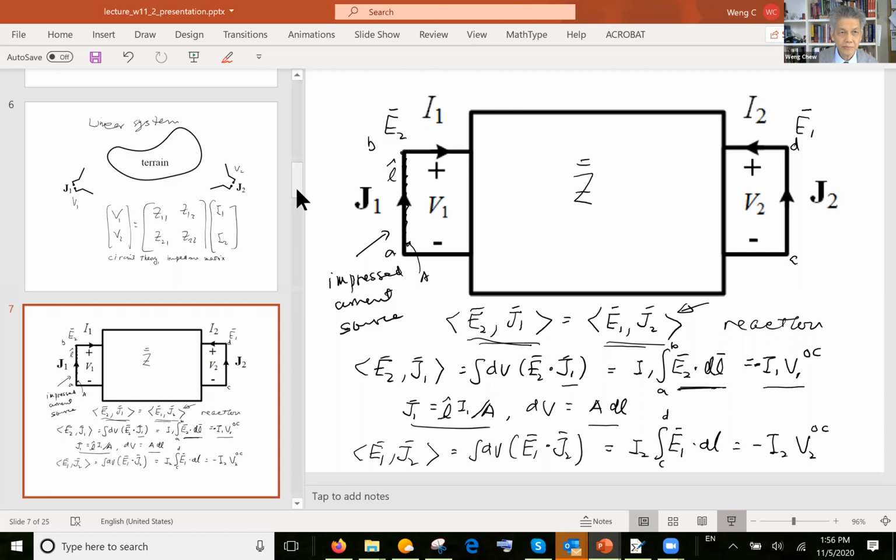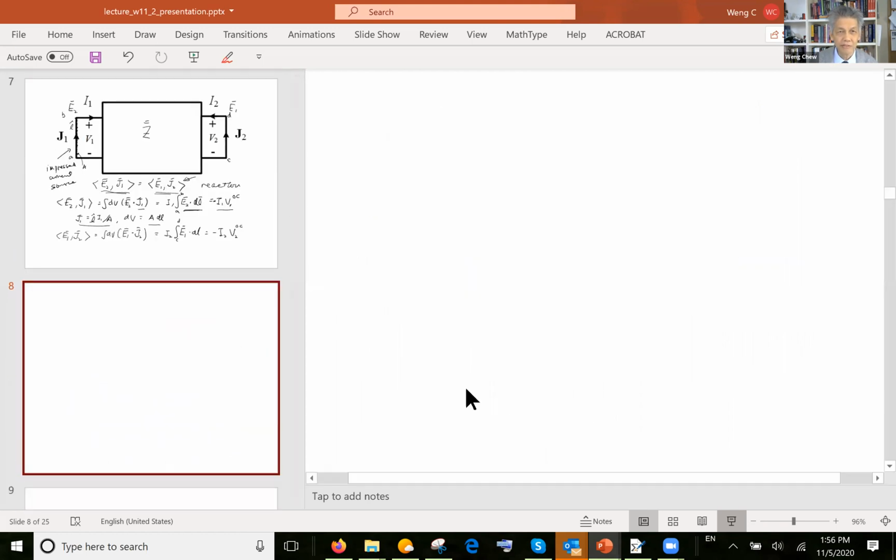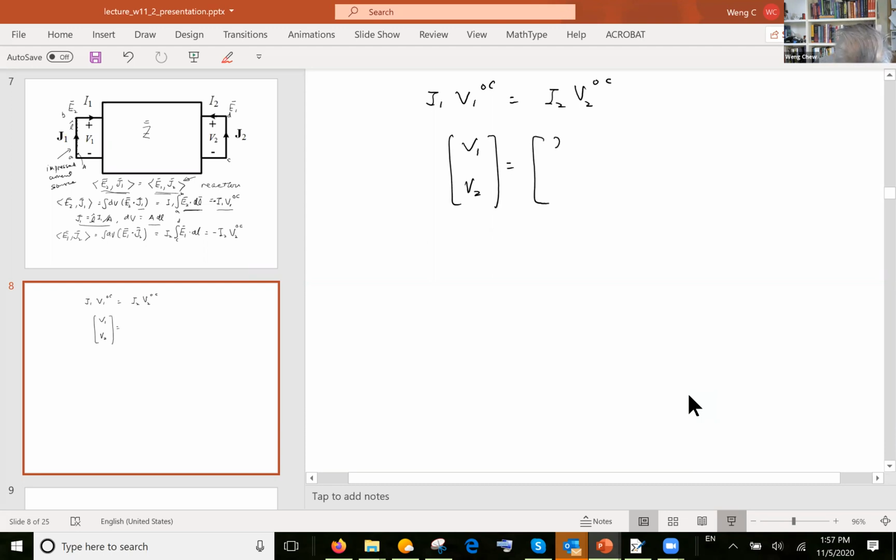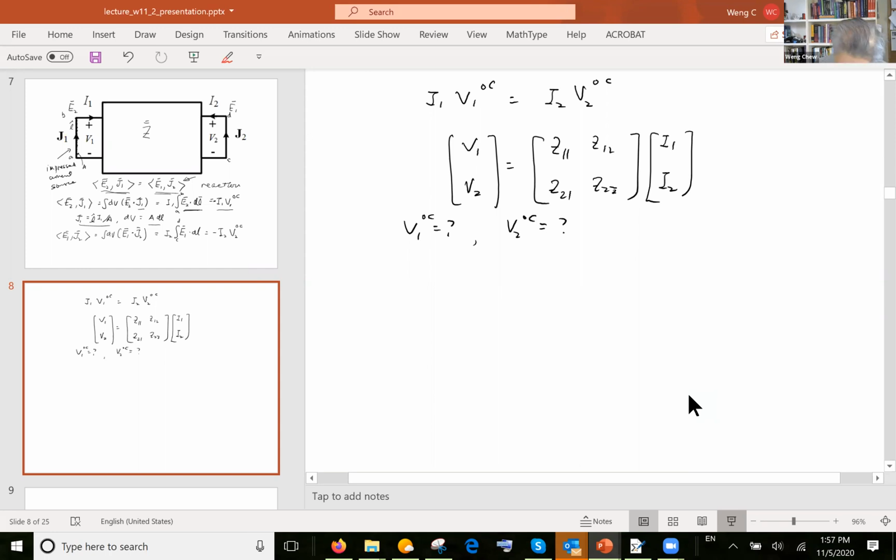So what happens is that I'm going to derive some very useful formula. The reciprocity theorem says that these two quantities should be the same. I1 V1 open circuit should be equal to I2 V2 open circuit. That's what reciprocity says. But I also have a matrix theory description of this, by what we call the circuit impedance matrix, Z11, Z12, Z21, Z22, with I1, I2. So how do I find V1 open circuit? And how do I find V2 open circuit? Well, this is simple circuit theory. So you have a two-port network.